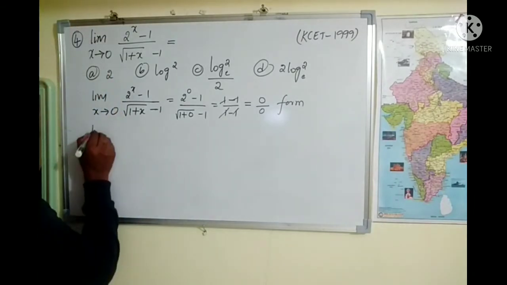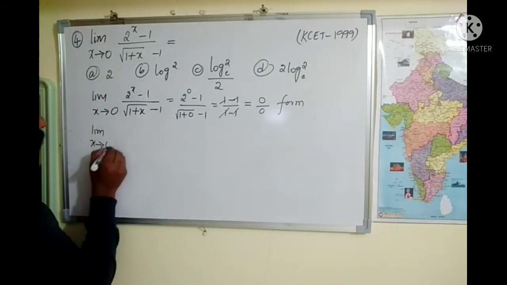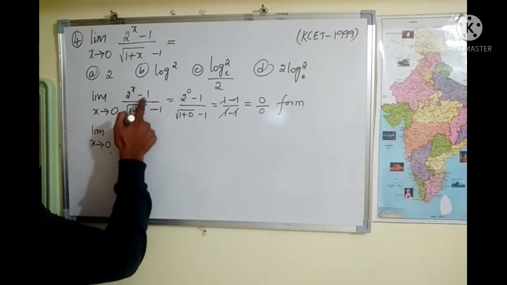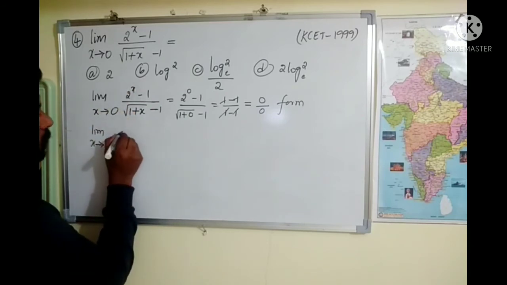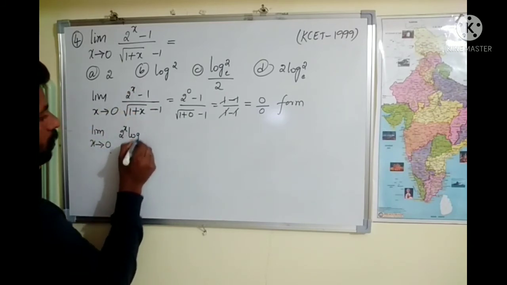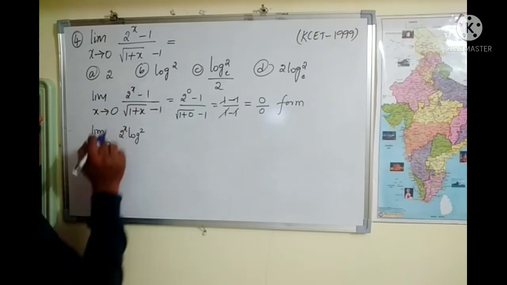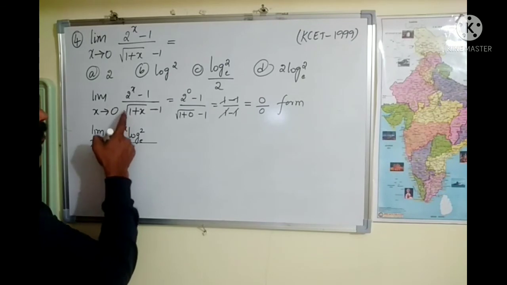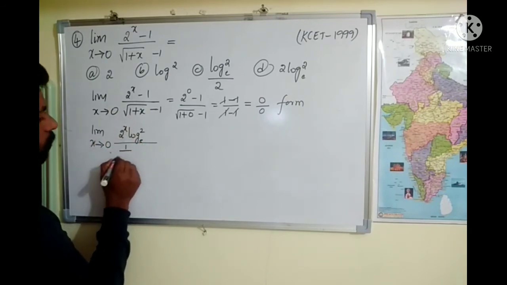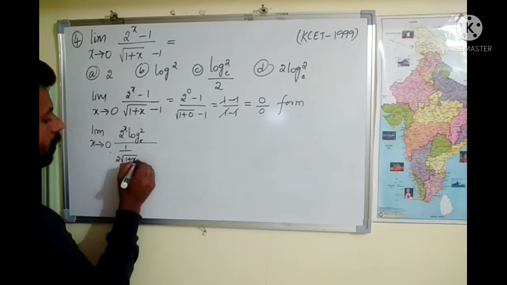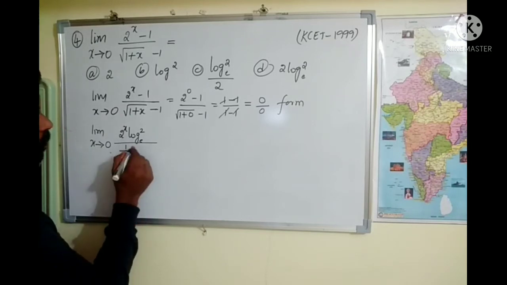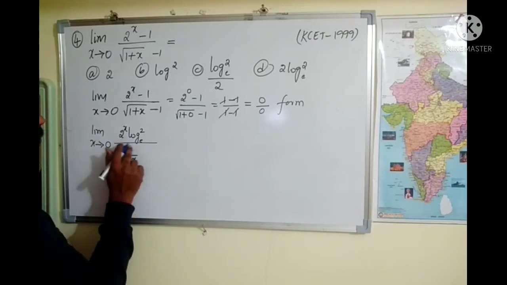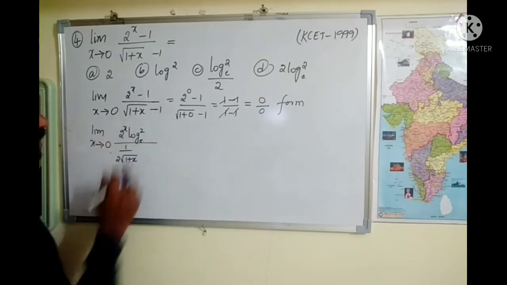L'Hospital rule states that limit x approaches 0, derivative of numerator, d by dx of 2 to the power x minus 1. The derivative of 2 to the power x is 2 to the power x log 2, and the constant term is 0. Divided by, base is understood, denominator: the derivative of root of 1 plus x is 1 by 2 root of 1 plus x into the derivative of 1 plus x. The derivative of 1 is 0, constant term, the derivative of x is 1, 1 into 1 is 1, minus constant term is 0.